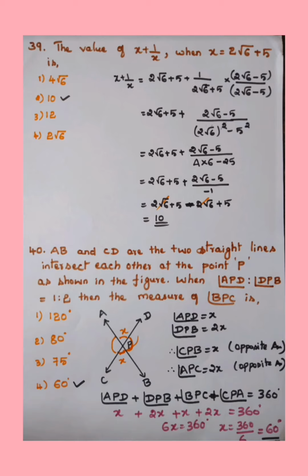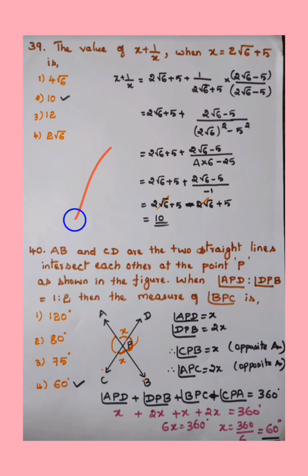On moving to the next one: AB and CD are two straight lines intersecting each other at point P, as shown in the figure. When APD is to DPB, this angle is to this angle, 1:2, then the measure of BPC is.